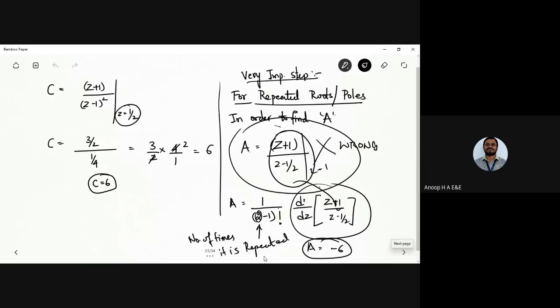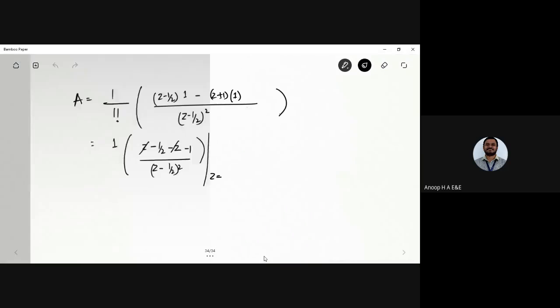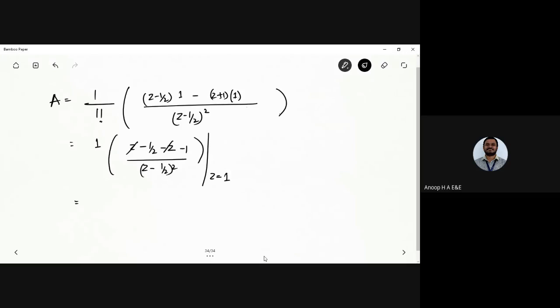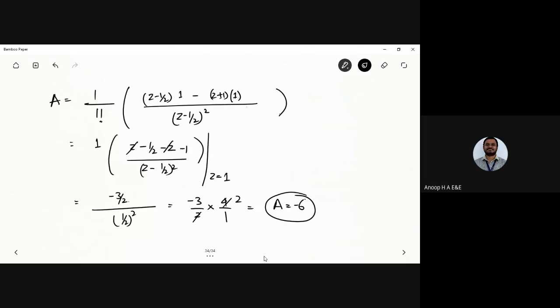So this is minus 1 by 2 minus 1, this is minus 3 by 2. Okay, z minus 1 by 2, that is 1 by 2. Okay, 1 by 2 the whole square, that is minus 3 by 2 into 4 divided by 1. So the value of A is said to be minus 6. Okay, so this is how you can differentiate it once. Though it is repeated twice, you have to differentiate it once, and this one here, 1 factorial, is 2 minus 1. Okay, so that's how we are going to take it.